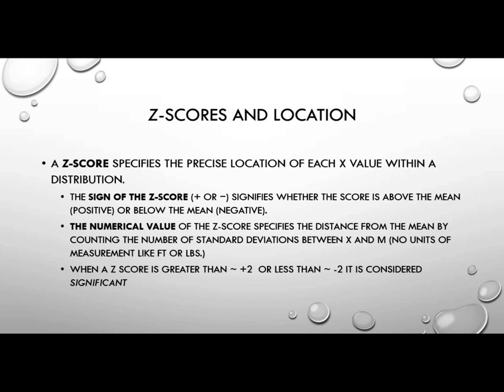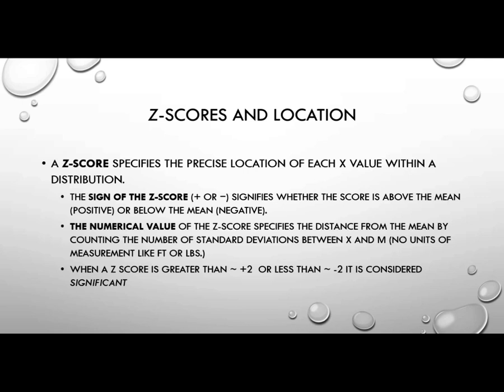Z-scores specify the precise location of each x value within a distribution. The sign of the z-score, positive or negative, signifies whether the score is above the mean, positive, or below the mean, negative. The numerical value of the z-score specifies the distance from the mean by counting the number of standard deviations between x and m, no units of measurement like feet or pounds, just standard score. When a z-score is greater than +2 or less than -2, it's considered significant.